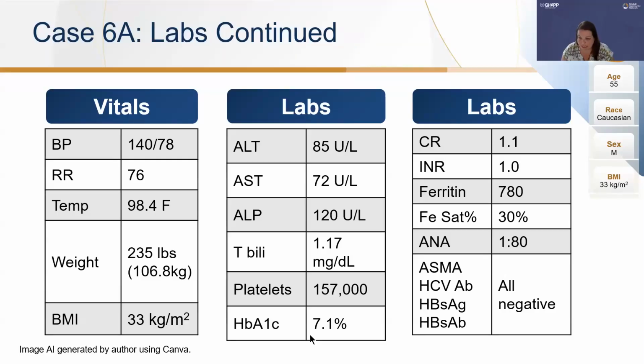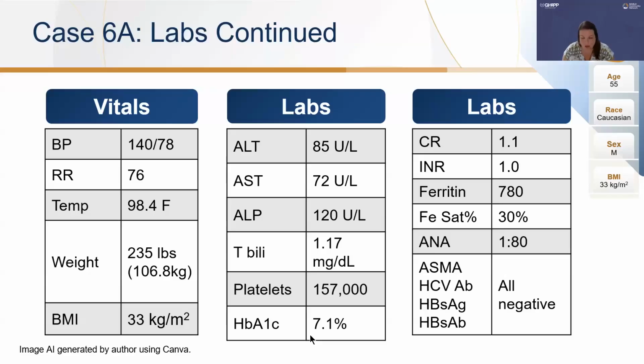His ANA is 1 to 80. This is also technically a little bit elevated. About 15% of the population do have an elevated ANA for no explainable reason. So I wouldn't worry too much about that unless you had other factors making you wonder about autoimmune hepatitis.